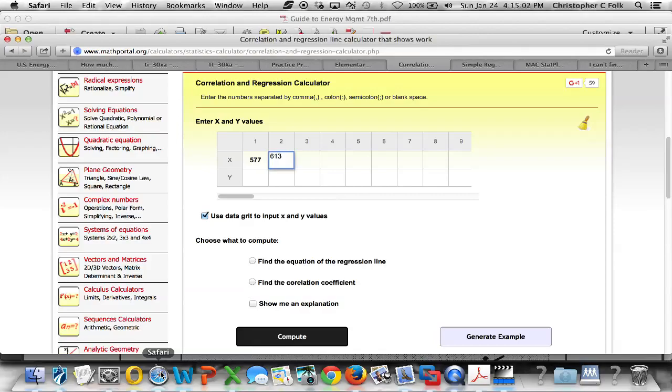613. Move to the next one. 490. 279. 179. 29. The problem with doing it this way is sometimes we have fat fingers and we don't put things in clearly or correctly. 316, 456, and the last one is 579.